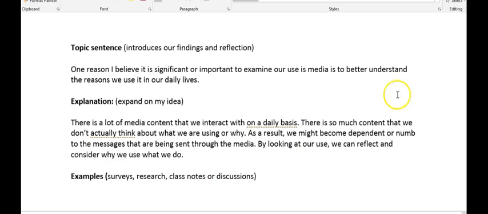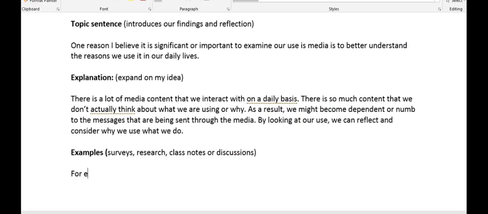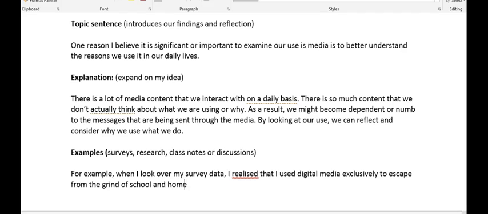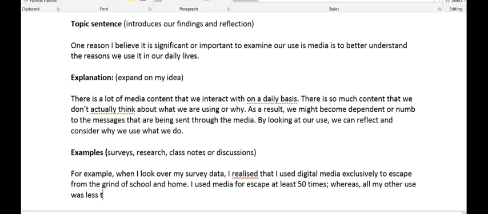And I might just start with something fairly straightforward. For example, when I look over my survey data, I realized that I used digital media exclusively to escape from the grind of school and home. I use media for escape at least 50 times, whereas all my other use was less than 20.